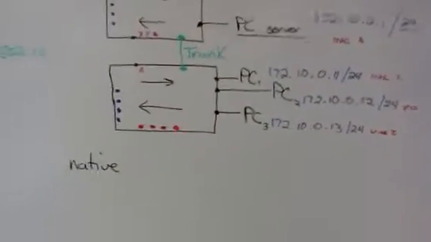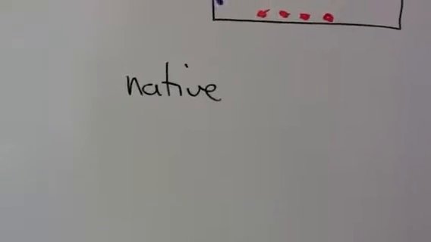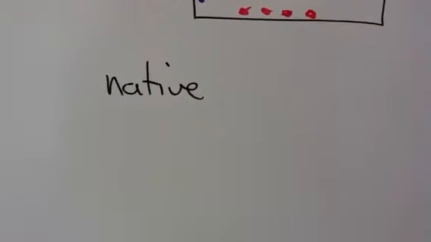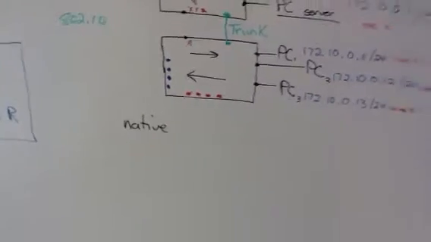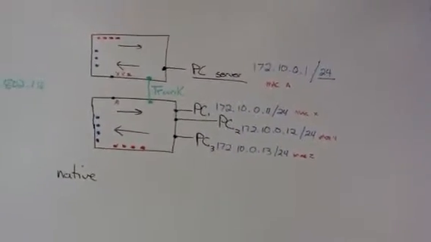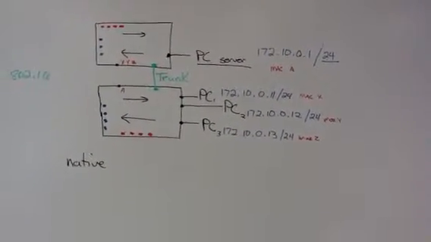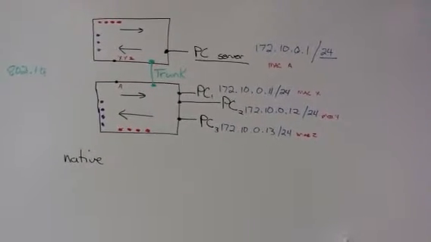Then we talked about the fact that we can have a native VLAN in which traffic will be put if it's not tagged. More or less it comes from a switching device that does not do VLANs, and so the frames would not be tagged.